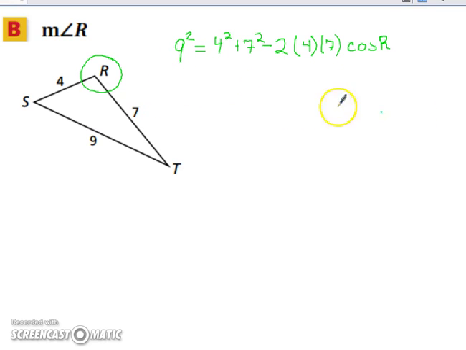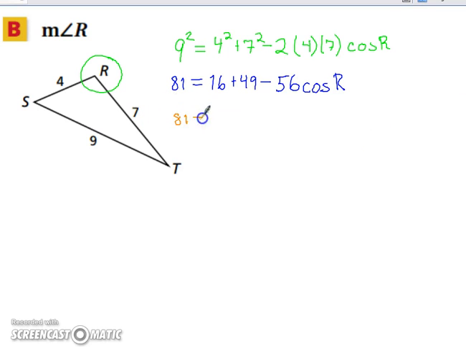Just like we did in the last problem, we can follow order of operations and solve. So 9 squared is 81, 4 squared is 16, 7 squared is 49, and then here we're only going to be multiplying the 2 times 4 times 7 because we don't know what the cosine of R is. That's what we're trying to find. So we're just going to do 2 times 4 times 7, which gives us 56. So we have 56, and then we'll just rewrite this cosine right next to it here, because we are still multiplying.